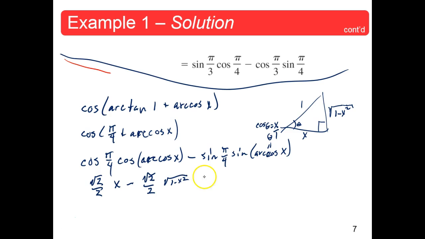And let's just factor out your root 2 over 2. Okay? Factor out the root 2 over 2, and that leaves you x minus the square root of 1 minus x squared. There is that expression written as an algebraic expression of x. They don't say of x, but that's what it is. Okay. Does that make sense? No trig involved. It's all algebra.